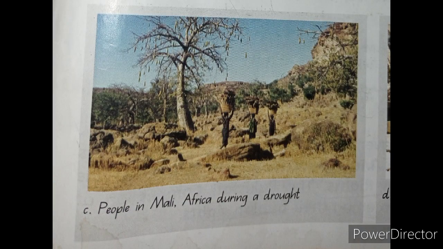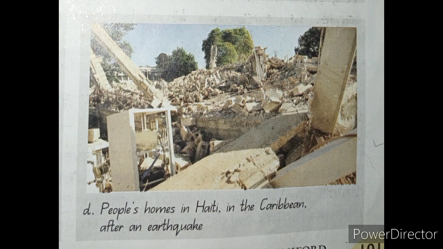Picture C is showing people in Mali, an African country, suffering from drought. Drought is a period of time when there is not enough water available. While picture D is showing homes in Haiti, a Caribbean country, destroyed after the earthquake in 2010.